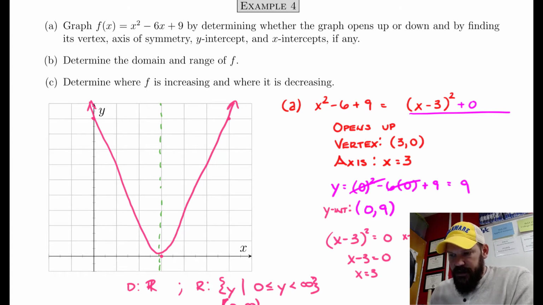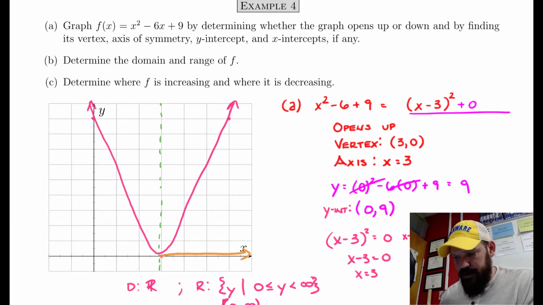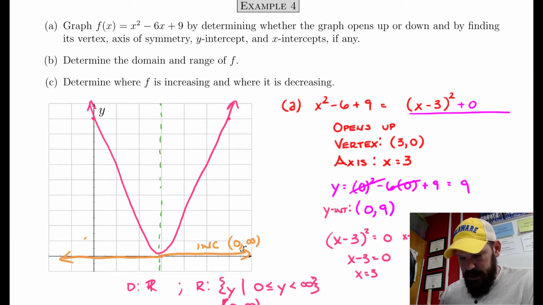Where is the function increasing and where is it decreasing? Since it opens up, the function increases from its vertex out to positive infinity. So it increases from 0 to infinity, and it is decreasing from its vertex out to negative infinity. And that is all you have to answer on that.